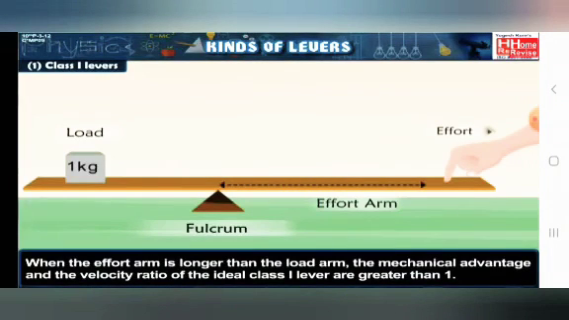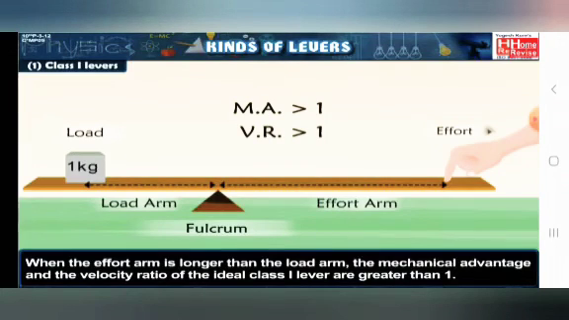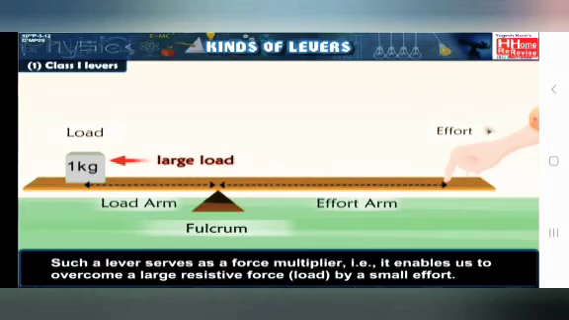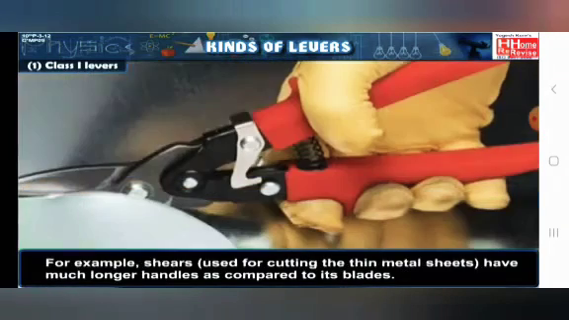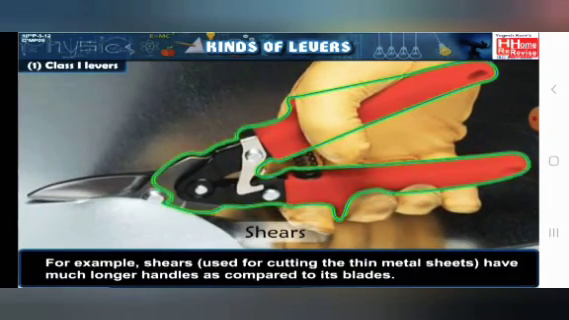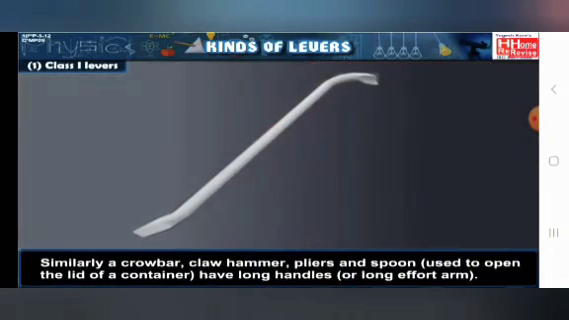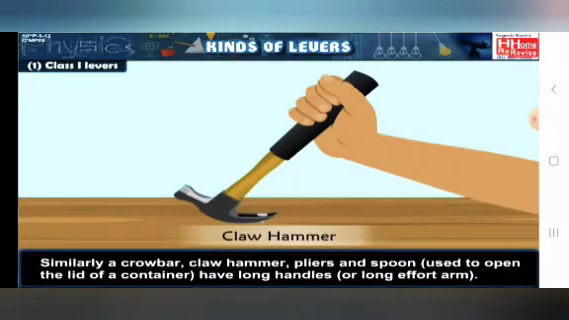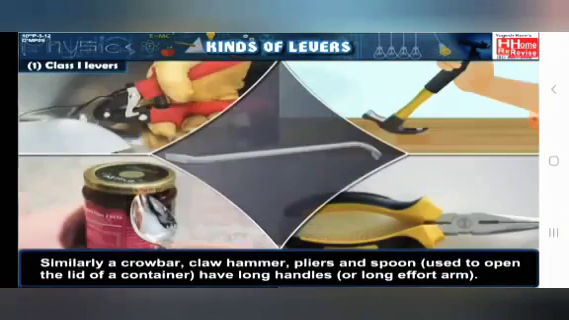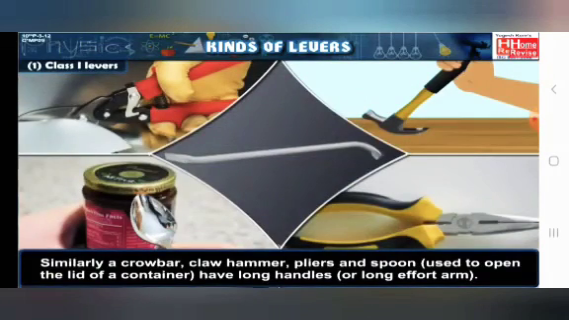When the effort arm is longer than the load arm, the mechanical advantage and the velocity ratio of the ideal class first lever are greater than 1. Such a lever serves as a force multiplier, that is, it enables us to overcome a large resistive force, load, by a small effort. For example, shears used for cutting thin metal sheets have much longer handles as compared to its blades. Similarly, a crowbar, claw hammer, pliers, and spoon used to open the lid of a container have long handles or long effort arm.